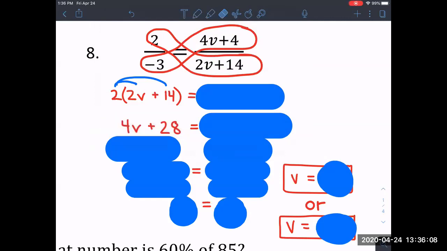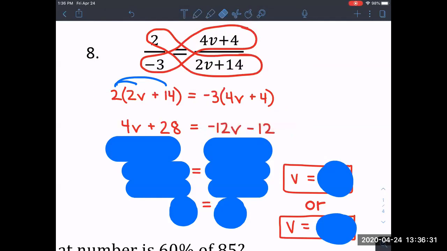All right. So we get 4v plus 28 there when the dust settles, and we can't simplify them anymore. So now we do our other cross product. It's going to be -3 times 4v plus 4. We're going to write that just like we said it: -3 times, and we use parentheses to represent multiplication, (4v plus 4).